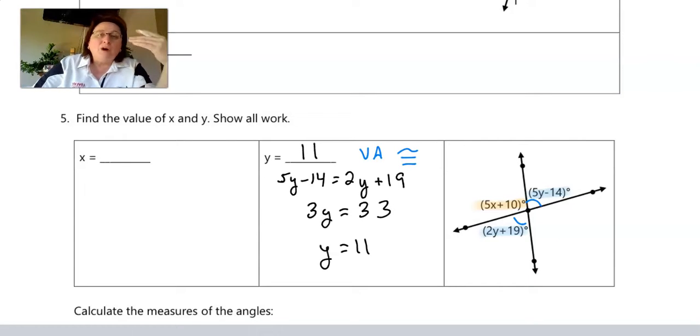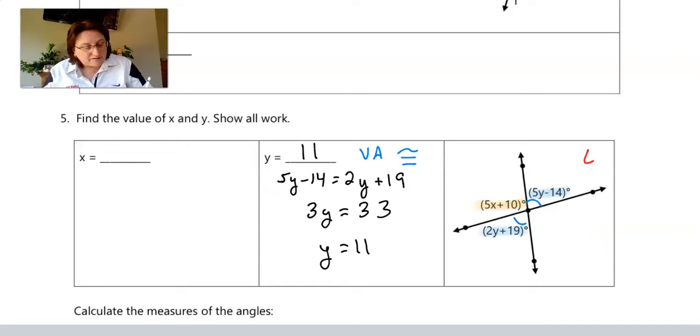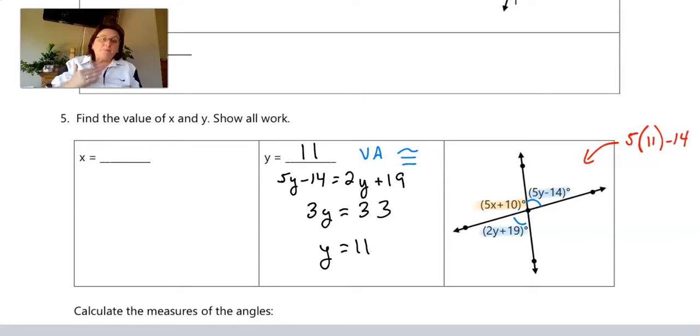Well, now that we know that y is 11, we're going to go back and come over here to our picture, and we're going to plug in 11. So for right here, I'm going to point to it, I would do 5 times 11 minus 14. I'm going to plug that in, and that gives me that this angle over here is 41 degrees, which if they're equal, that means that this one is 41 degrees.